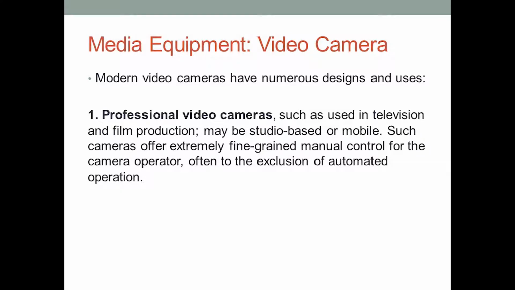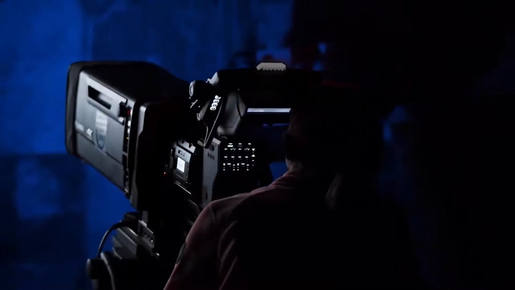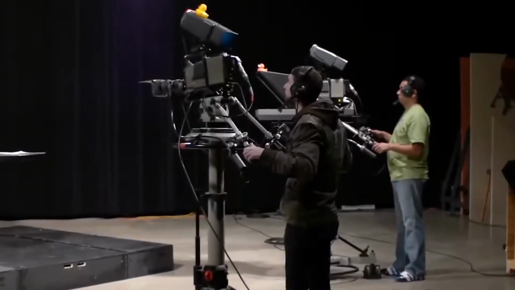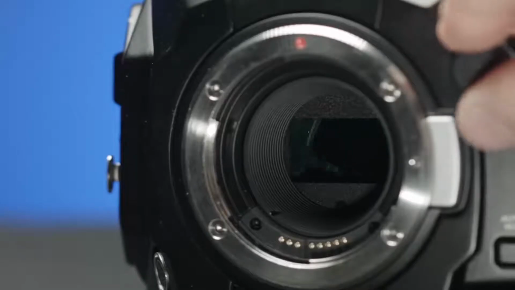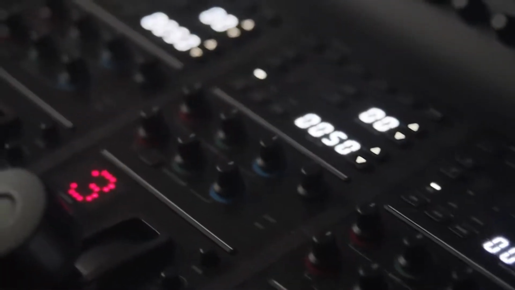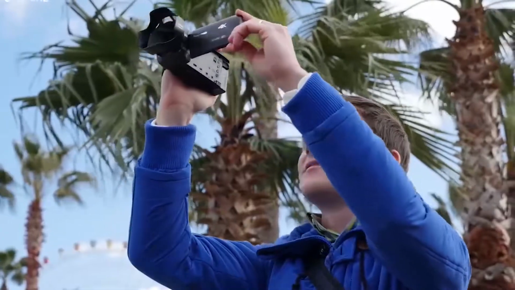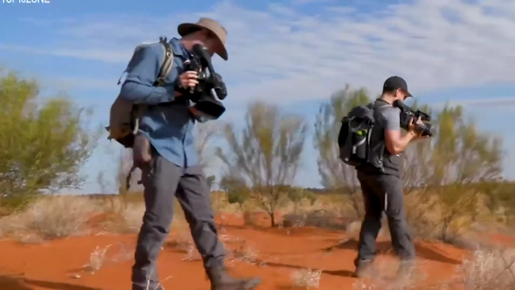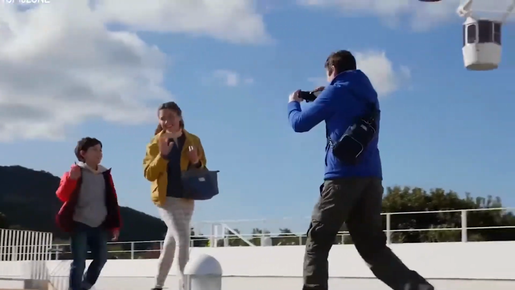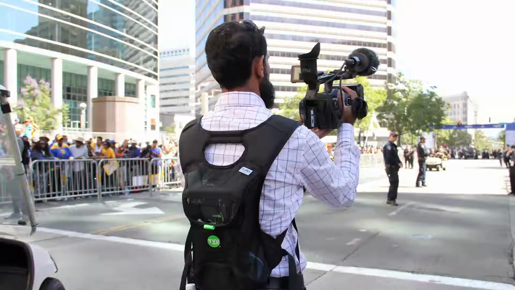Modern video cameras have numerous designs and uses. The first one is professional video cameras, such as those used in television and film production. It may be studio-based or mobile. Such cameras offer extremely fine-grained manual control for the camera operator, often to the exclusion of automated operation. The second one is camcorders, which combine a camera and a VCR or other recording device in one unit. These are mobile and are widely used for television productions, home videos, electronic news gathering, including citizen journalism, and similar applications.